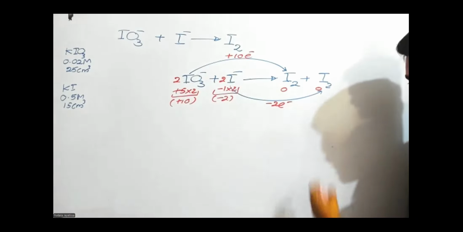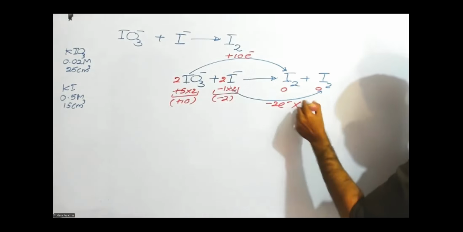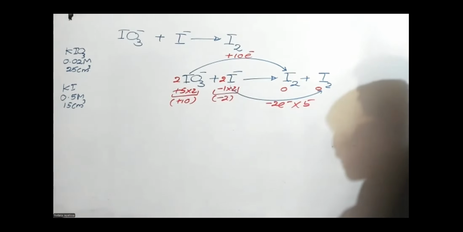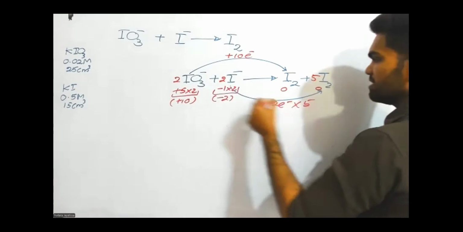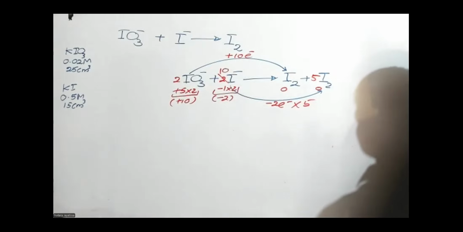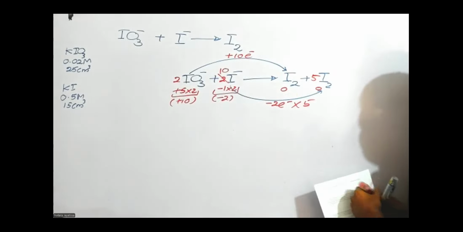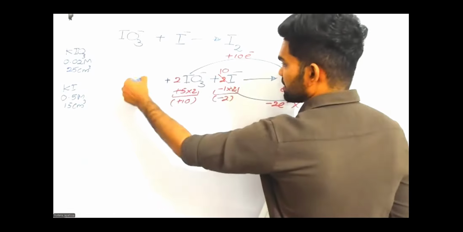Then to balance this electron exchange, what should we do? Multiply this one by 5. Multiply this one by 5. Then the same thing should be done for the entities. Okay, so then you can check the charges. On the left side you have -12. So add 12 H plus.